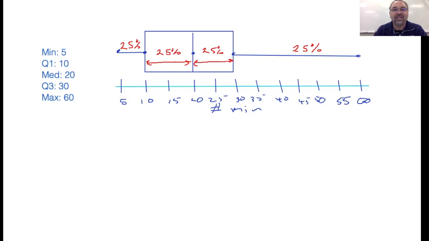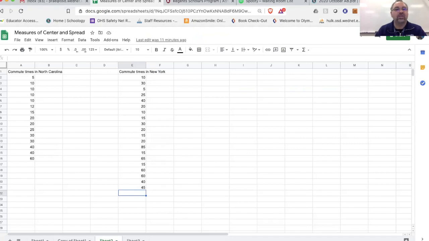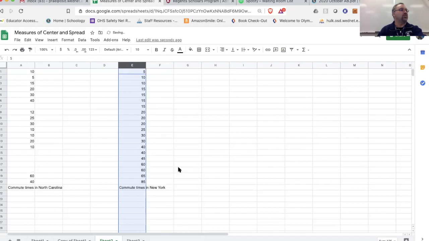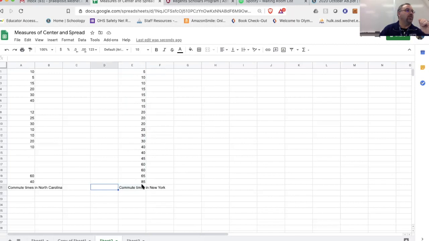All right, let's go back to our data here. I also included the commute times for some folks in New York City, New York State. And as I mentioned, they're not in order. So one of the things with spreadsheets is sometimes you want to put that in order. So you can sort the range from A to Z, and then you can see now they're in order from 5 up to 85.